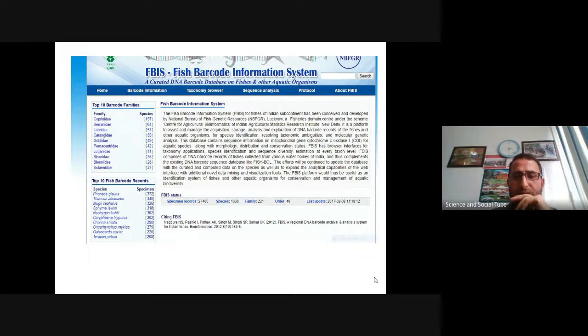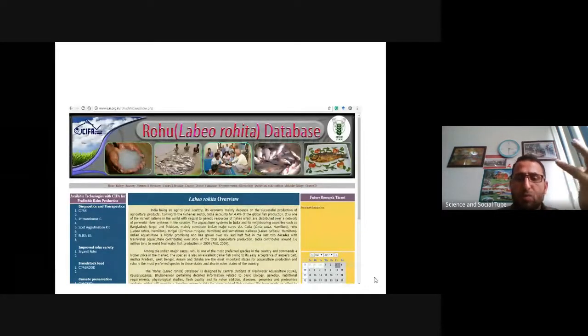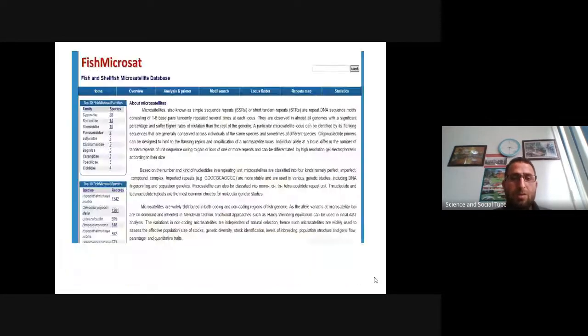is interested to know the barcode of a particular fish, he can easily go to that database and find out whether it is present, whether it has been done already or not. He can easily retrieve or find that. There is another database, the Rohu database, developed by CIFA, and with respect to Rohu, whether it's a protein database, RNA database or whole genome database, they have done great work on Rohu, okay. They have developed the molecular data or protein data. It is available in that database, specific to Rohu.